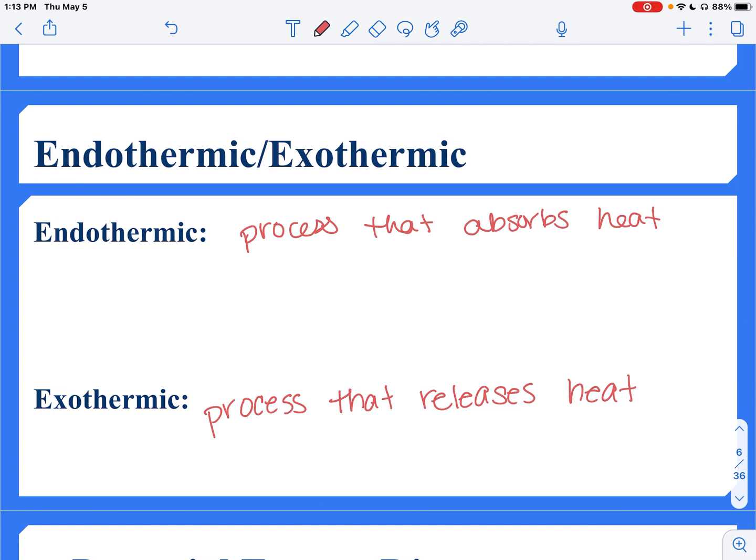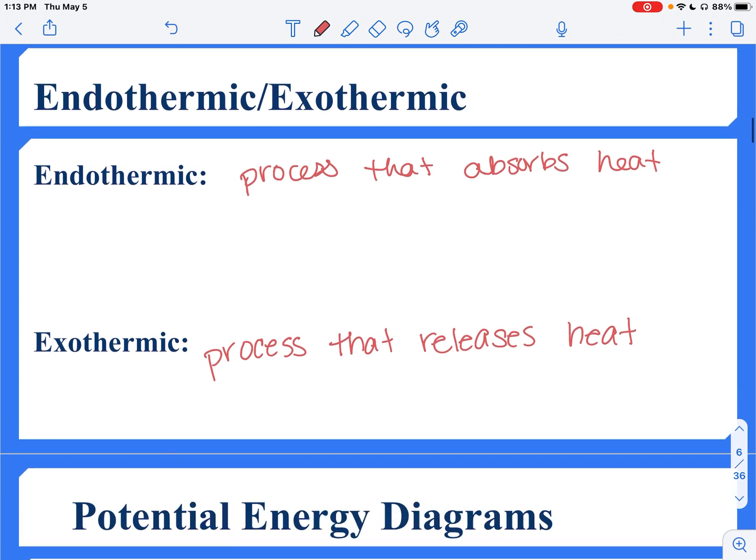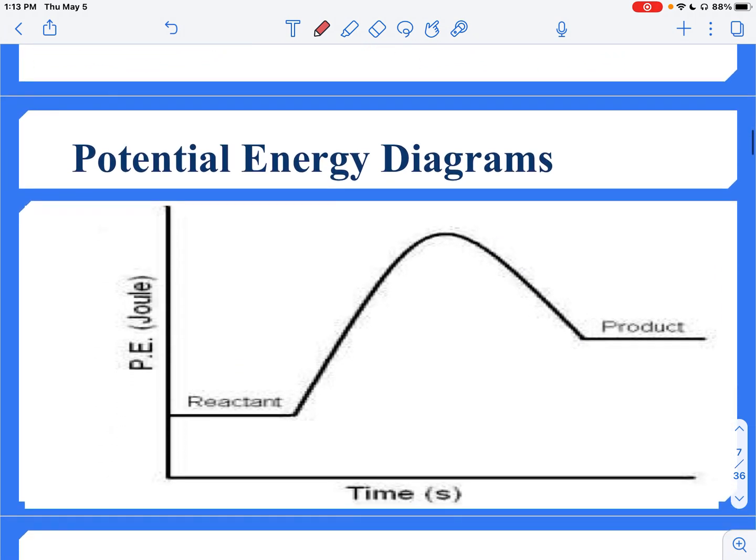In an endothermic reaction, remember we talked about this last unit, an endothermic reaction will be cool to the touch, and that goes to the law of conservation of energy, because if we need heat to go into the reaction, then it needs to come from somewhere. It comes from the surroundings. When the heat is taken out of the surroundings, that means it gets colder. The surroundings get colder.